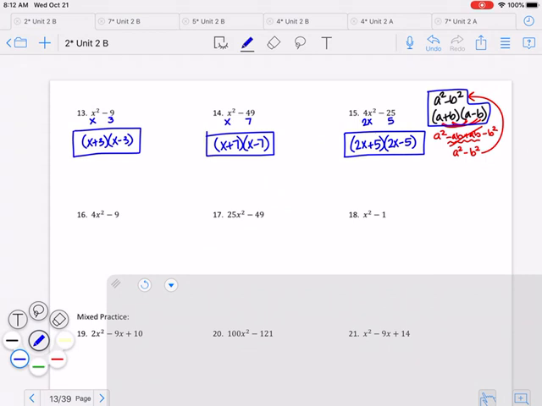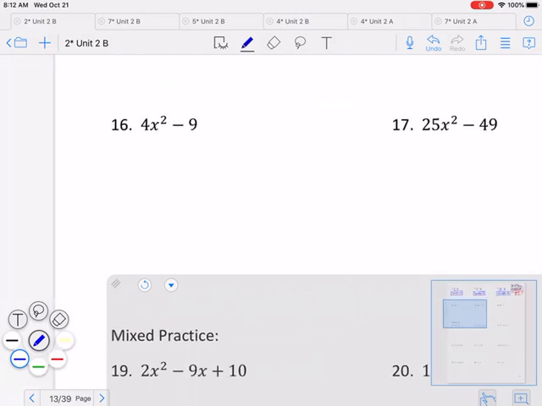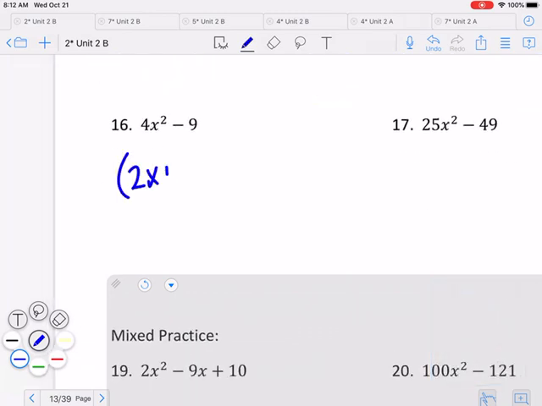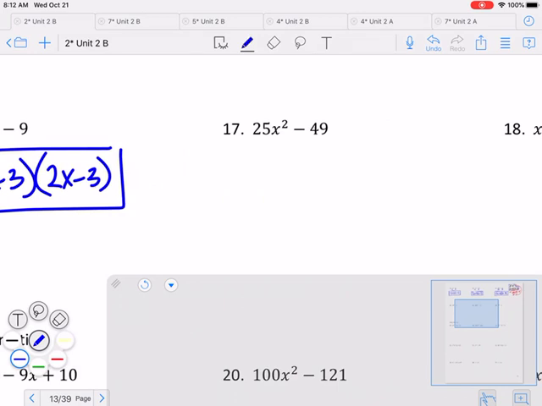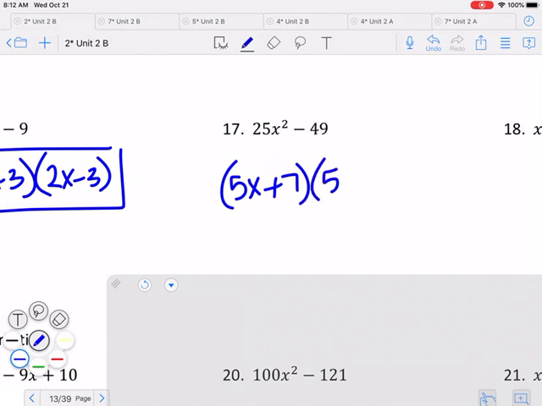Please do the next row as practice, 16, 17, and 18. Pause the video, do those, and then come back. Here we would have 2x plus 3 times 2x minus 3. Here, 5x plus 7 times 5x minus 7.